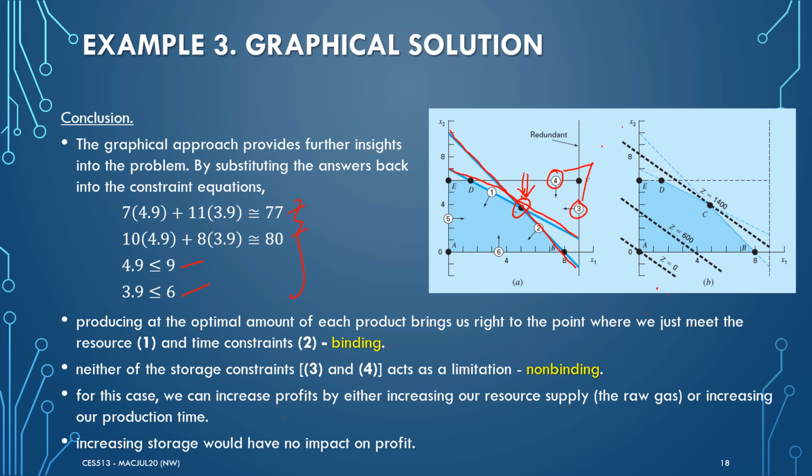This leads to the practical conclusion that for this case, we can increase profit by either increasing our resource supply, which is the raw gas, or increasing our production time. And it also indicates that increasing storage would have no impact on the profit.